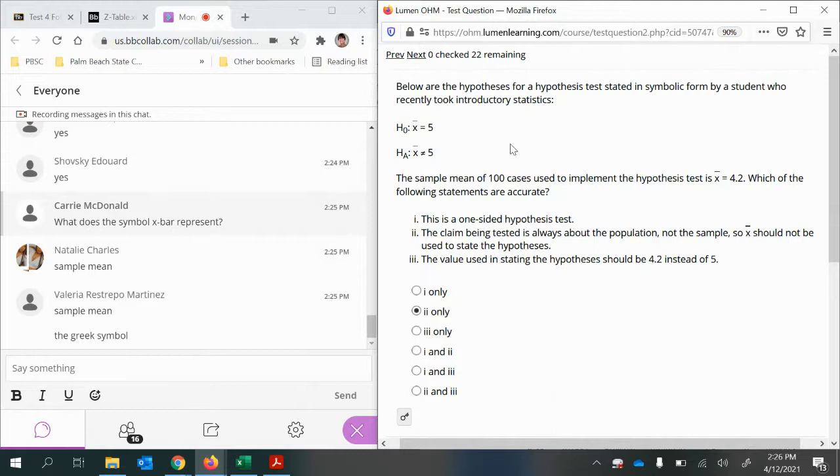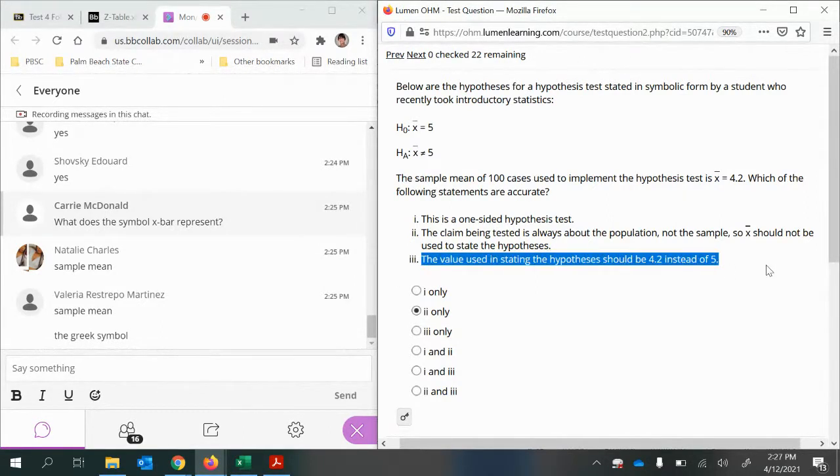What we're doing is using the sample mean from the sample information to try to understand something about the true population. So your null hypothesis should always have a Greek mu in it if it's a claim about a mean. If it's a claim about a proportion, it would be the p without the hat. So we should not be seeing a sample statistic symbol ever in our hypotheses. Okay, so that one is definitely accurate, part 2 or answer 2.